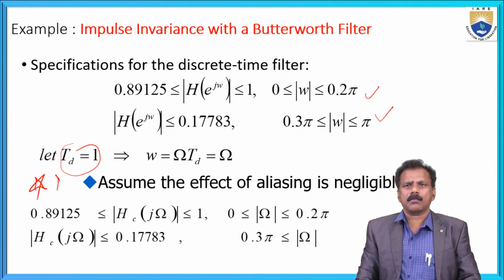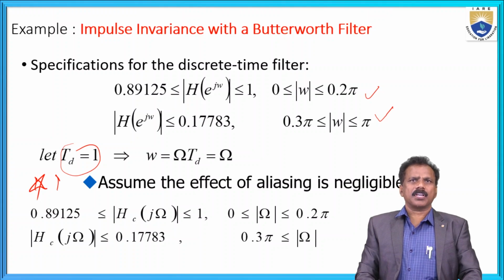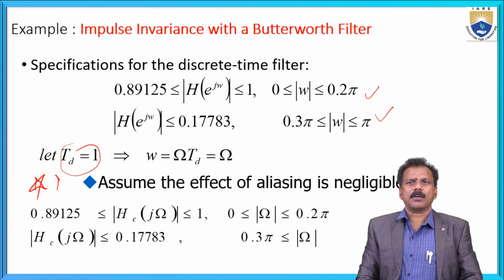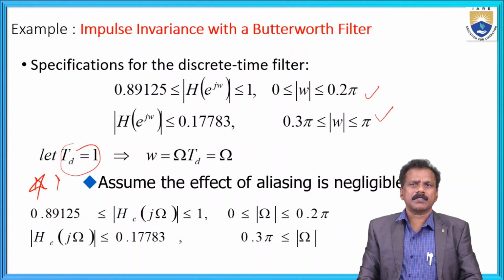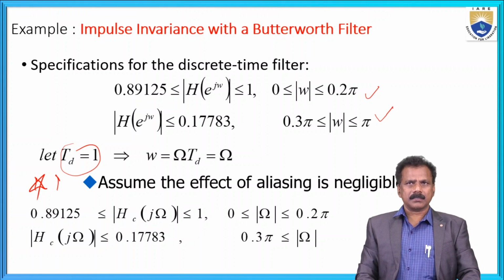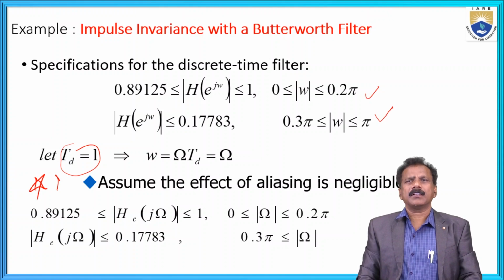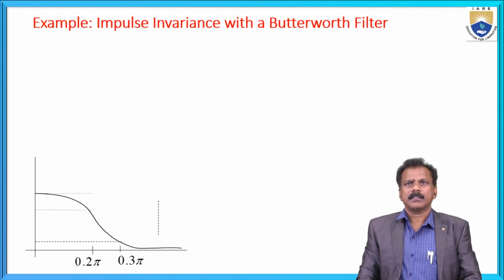0.89125 less than or equal to mod Sc of j omega, mod less than or equal to 1, for 0 less than or equal to mod omega less than or equal to 0.2, where mod Sc of j omega is less than or equal to 0.17783 for 0.3 pi less than or equal to mod omega sigma. Okay, like this, the impulse invariance with a Butterworth filter, we have to follow this.